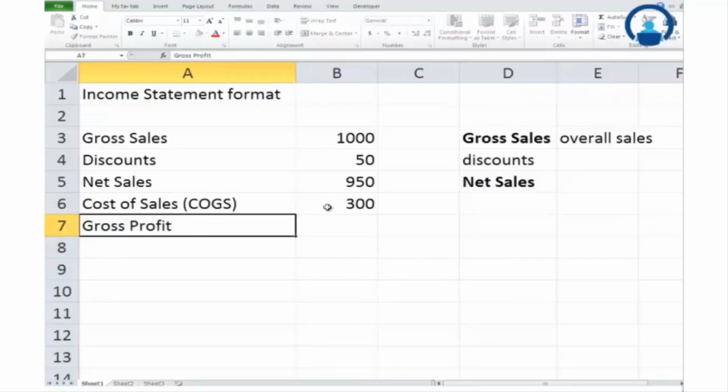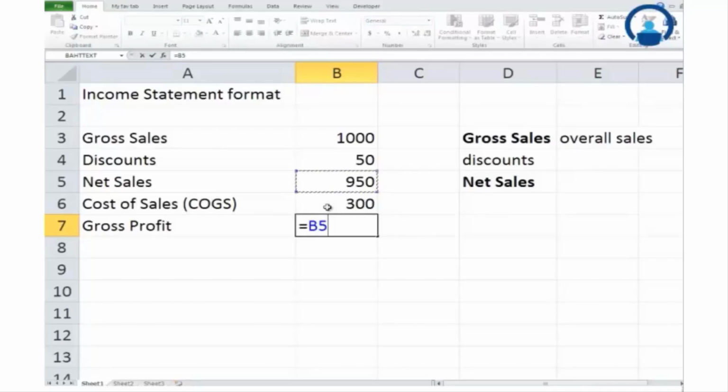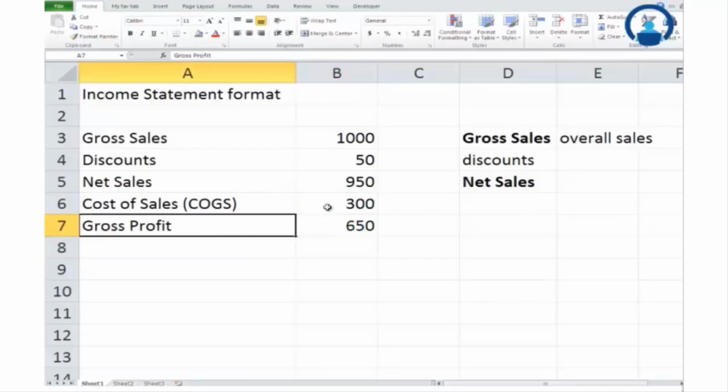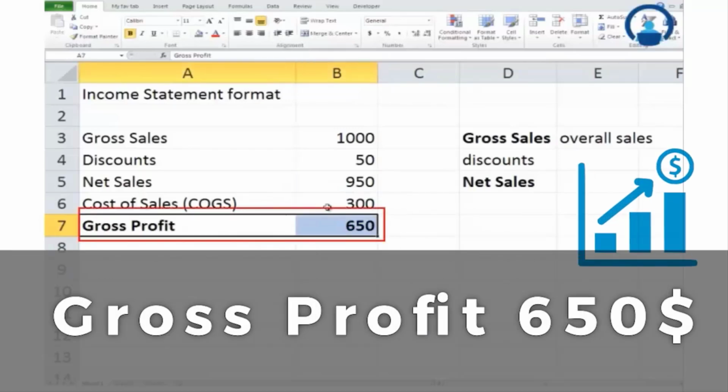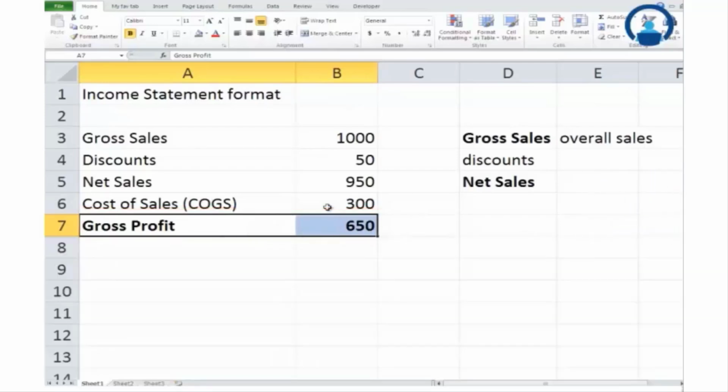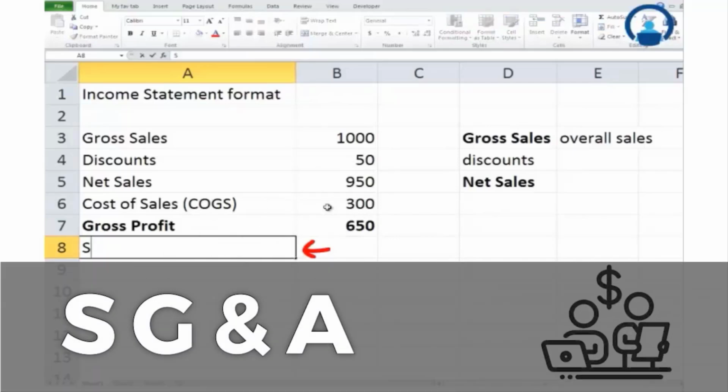Gross profit is defined as net sales less the COGS, or cost of goods sold. So what we have seen in this case is that gross profit is $650. Please note that these are very important terms. Gross profit is one of the most important terms that an analyst or anyone who is an investor should track.